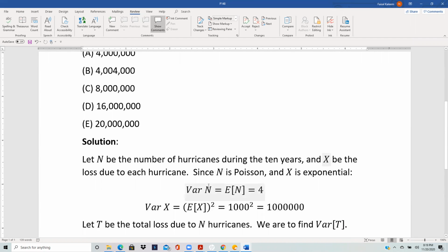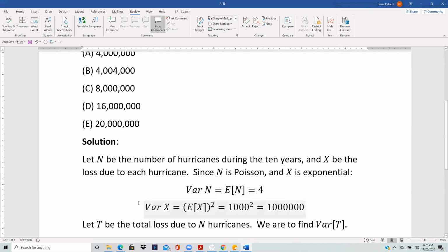Since n is Poisson and its mean is 4, the variance will also be 4, because the variance of a Poisson is equal to its mean or expected value. And similarly, since x is exponential with mean 1,000, the variance of x would be the square of 1,000, because for an exponential, the variance is the square of the mean.